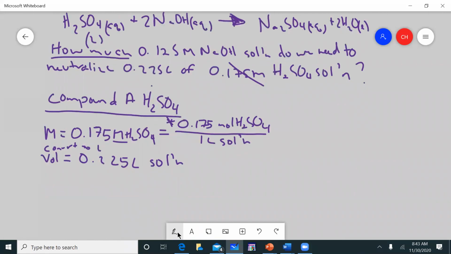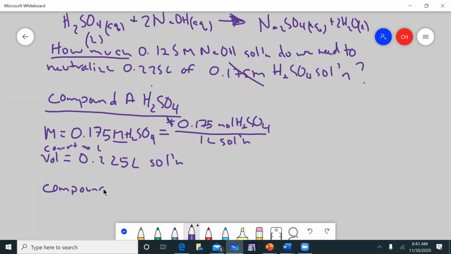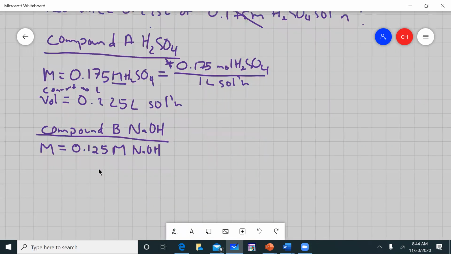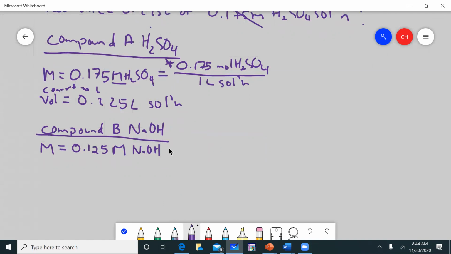Now I need to put down what my information is for compound B. So compound B is whatever I have less information on. So NaOH, I only have one piece of information here, right? I know its concentration. So I know molarity is equal to, in this case, 0.125 big M of the NaOH. And again, I don't really like it written like this because I'm going to have to do some dimensional analysis. So I'm going to right off the bat convert this into moles per liter.